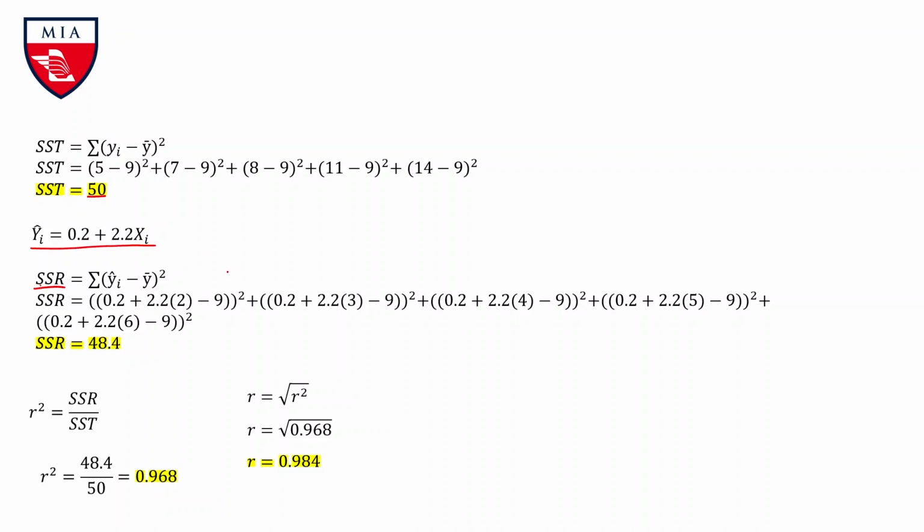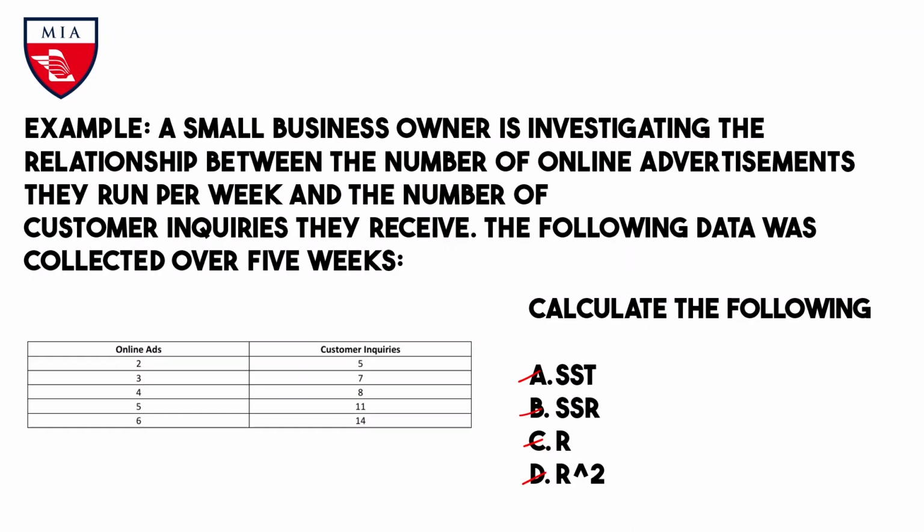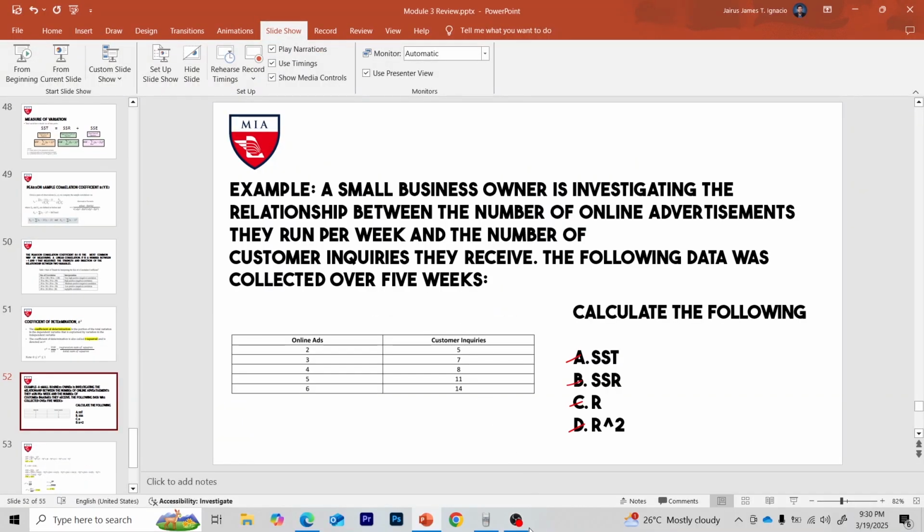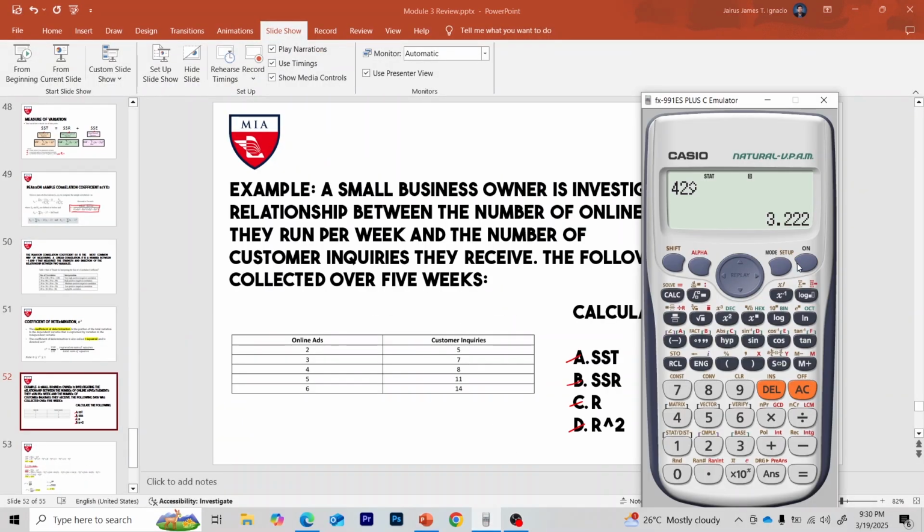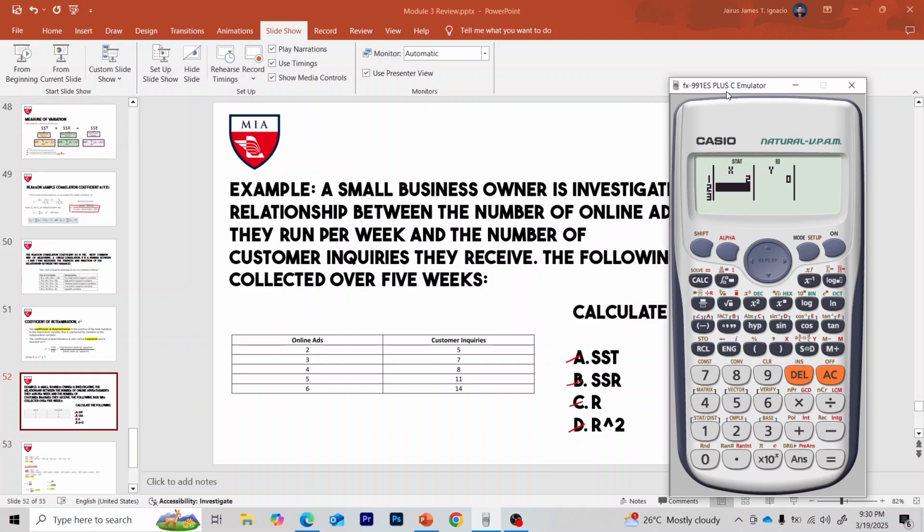So how can we solve for the regression line equation using only our calculator? Let's try this. Open your calculator, go to mode, stat, number 2, and enter the values here. For the x we have 2, 3, 4, 5, 6. For the y, we have 5, 7, 8, 11, 14.